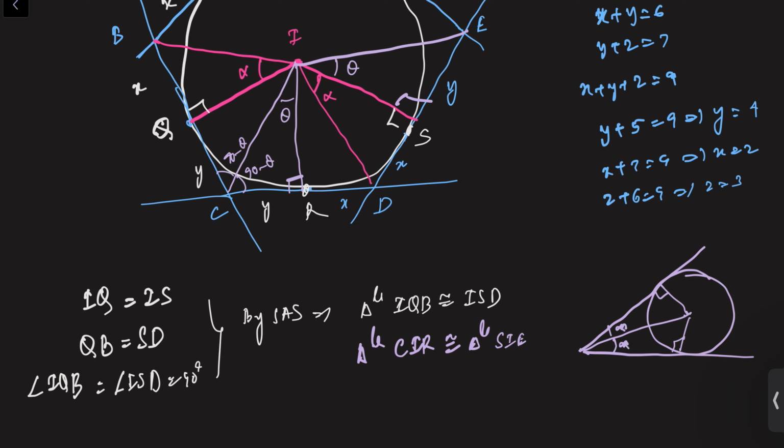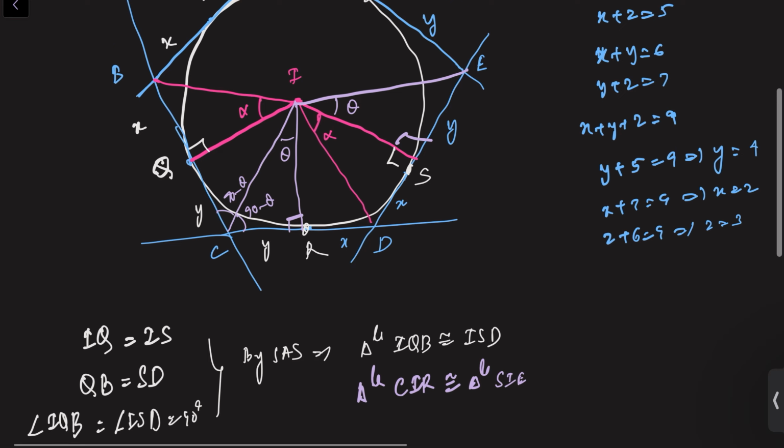In our case, we're having this as some 90 minus theta. So that's why even this one will also be 90 minus theta. So that means if I consider this as some alpha, this will be 90 minus alpha and this will also be 90 minus alpha. So that means this angle will be 2 times alpha and this angle will be 2 times theta.